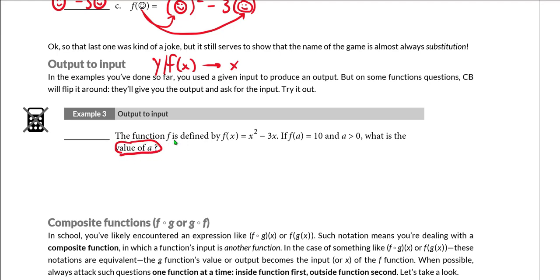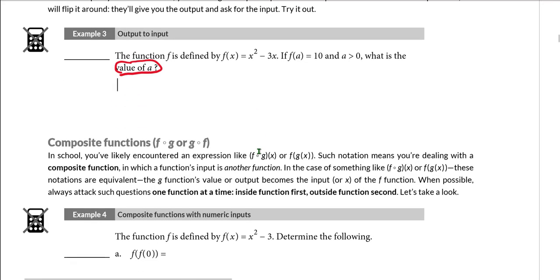So we've got the function f defined by f of x equals x squared minus 3x. If f of a equals 10 and a is greater than 0, what is the value of a? So again, they're telling us that a is our input, like our x value, and 10 is our output, what's coming out of the function when we evaluate it at this a value, and they want to know what a value is going to produce that 10.